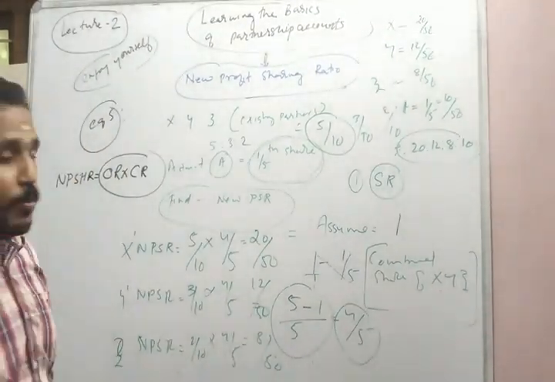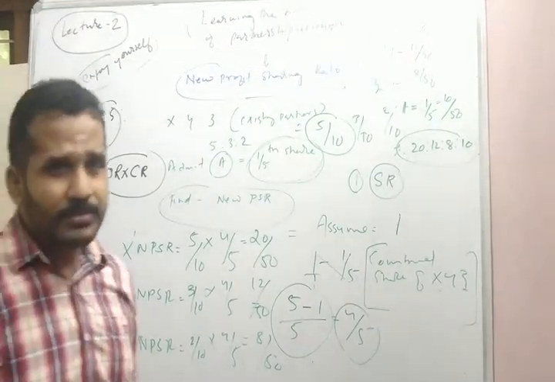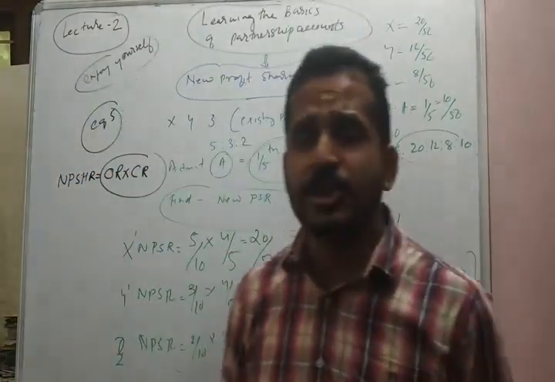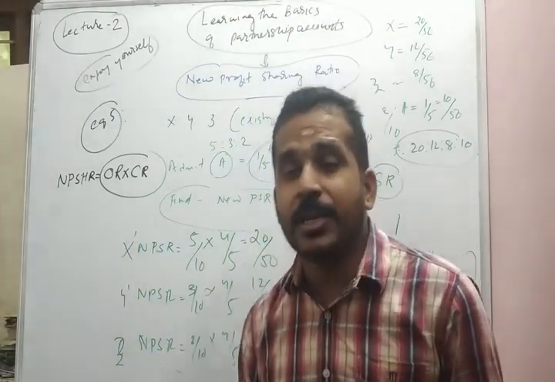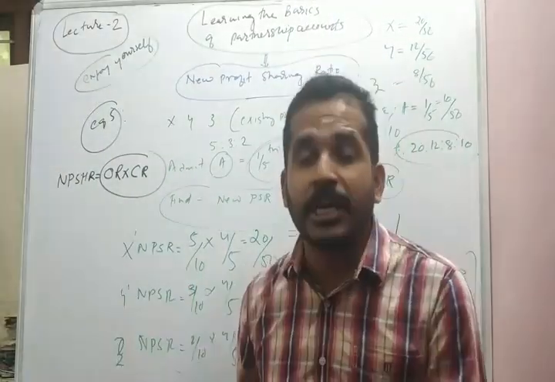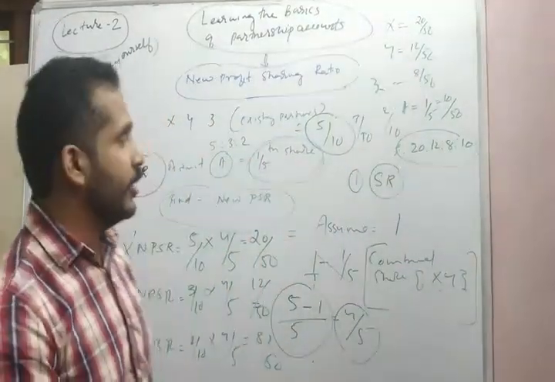Okay, to conclude, how will we compute the new profit sharing ratio of the existing partners if the sacrificing ratio is not given in the question? Old ratio into combined ratio of existing partners after the admission of the new partner.